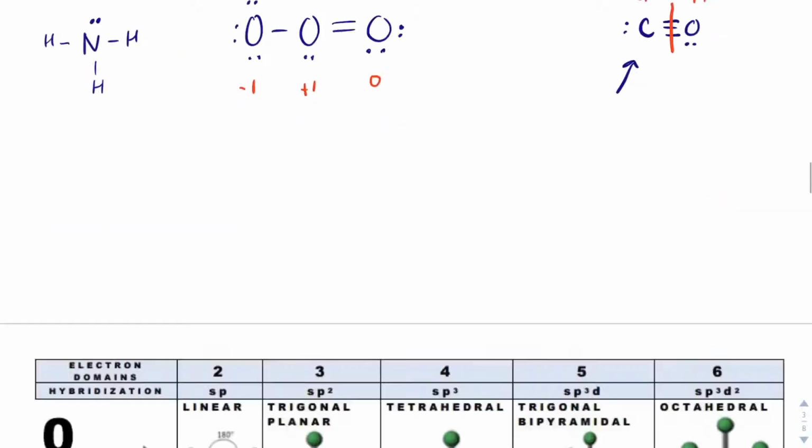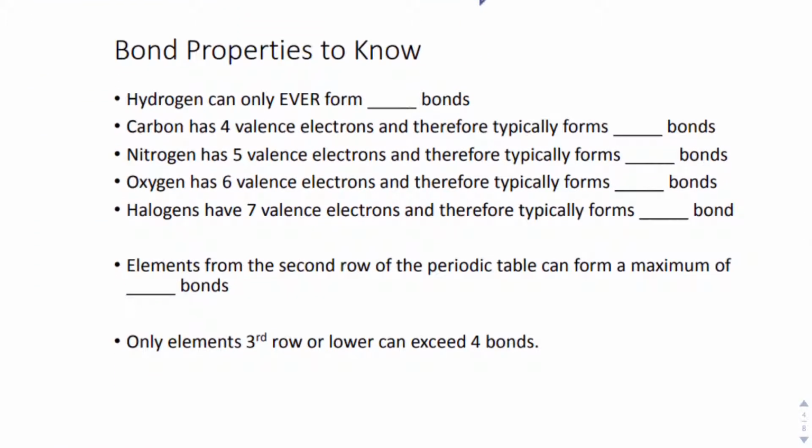Okay, so let's just go over some general bond properties that show up a lot. Hydrogen can only ever form one bond. Carbon has 4 valence electrons, therefore it typically forms 4 bonds. Notice how those two add up to be 8. Nitrogen has 5 valence electrons, therefore it typically forms, well, 3 bonds. Oxygen has 6 valence electrons, therefore it's very common for it to form 2 bonds. Notice that these are adding up to 8.